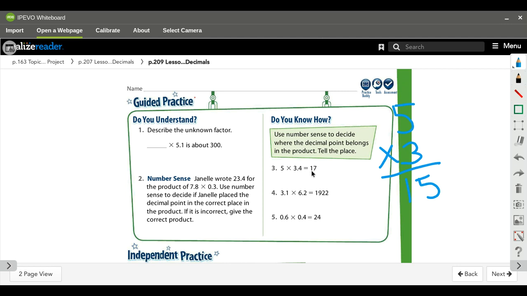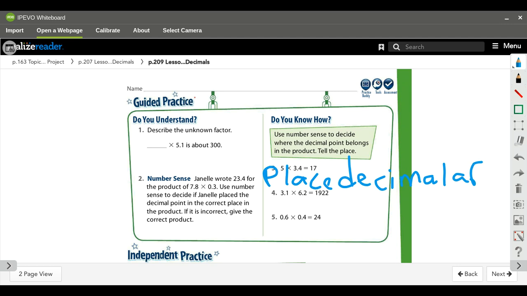The best place to put the decimal is going to be after the 7. So I'm going to say on this one, place decimal after the 7. Okay, and then take a look at my next one.